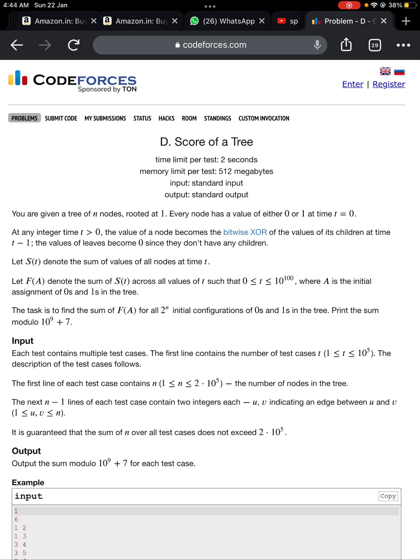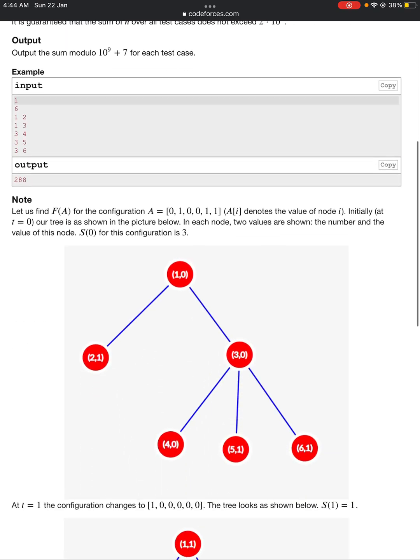Now what happens after t equal to 0? At any time t, the value of a node becomes the bitwise OR of the values of its children, and if it is a leaf which has no children, its value becomes 0. So basically, let me show you one example.